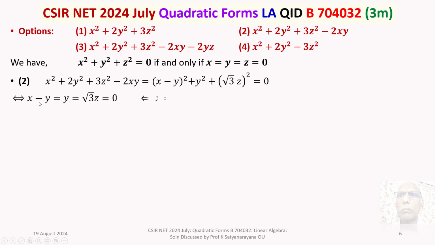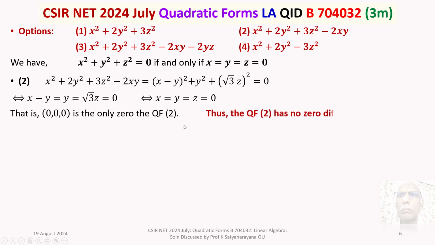This is zero if and only if x minus y is equal to y is equal to root 3z is equal to 0. That means x is equal to y is equal to z is equal to 0. So again, (0, 0, 0) is the only zero of this quadratic form. Thus, quadratic form 2 has no zero different from (0, 0, 0). So that means option 2 is not your answer.